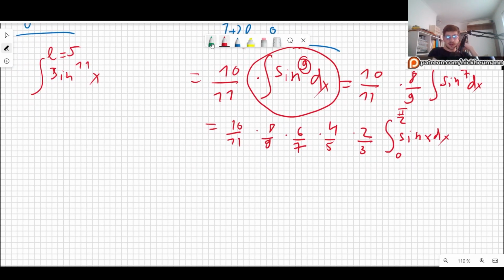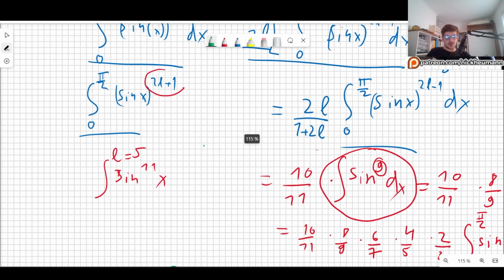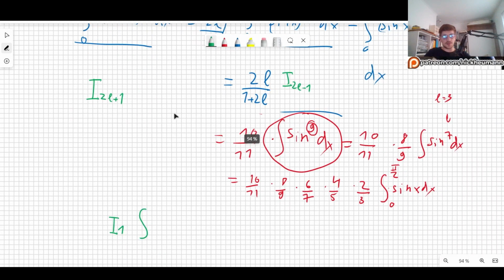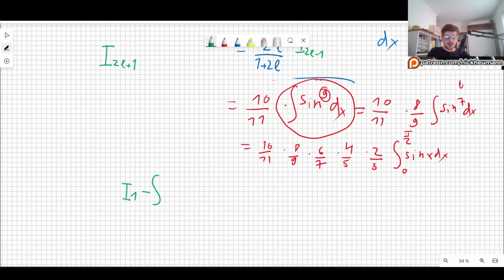Now, what is the integral, which I will call I1? Why? Because we will be using a very convenient notation. We will call the initial integral of sine x to the 2L plus 1 simply I of 2L plus 1. And then the integral where it has power 2L minus 1, we call it I of 2L minus 1. So basically the index simply tells you what the power of the sine is. So that's why this is I1, because our sine is to the power 1.